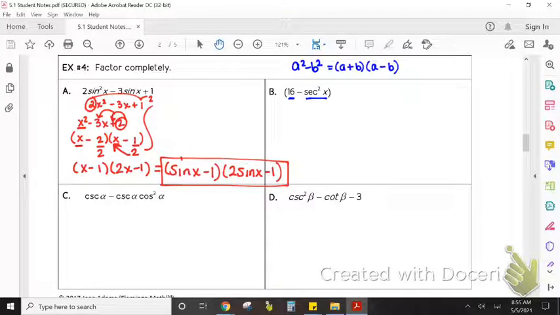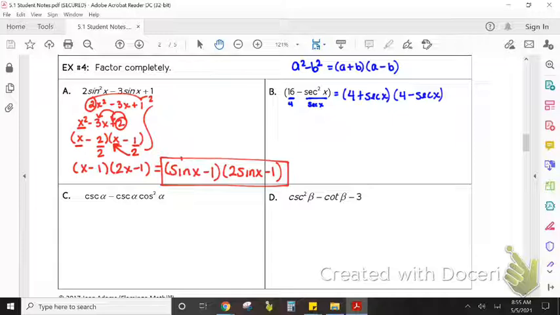So does 16 have a square root? 4. Does secant squared have a square root? Secant. So that's my a and my b. So when I go to plug this in, I get 4 plus secant of x and 4 minus secant of x.